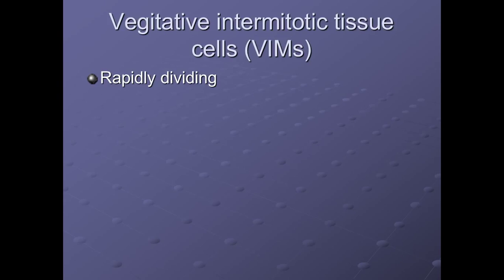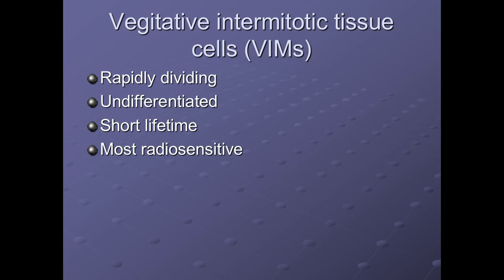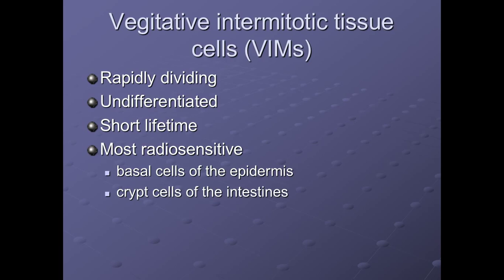So looking at VIMs, vegetative intermitotic tissue cells. Well, these cells are rapidly dividing and they are undifferentiated. However, they do have a short lifetime, but because of how fast they divide and how undifferentiated they are, they are the most radiosensitive cells within the body. And the cells that are VIMs are things like the basal cells of the epidermis and the crypt cells of the intestines. So if you think back to the list of radiosensitive organs, the colon is one of the most radiosensitive organs, and that will be linked to these crypt cells within the intestine.